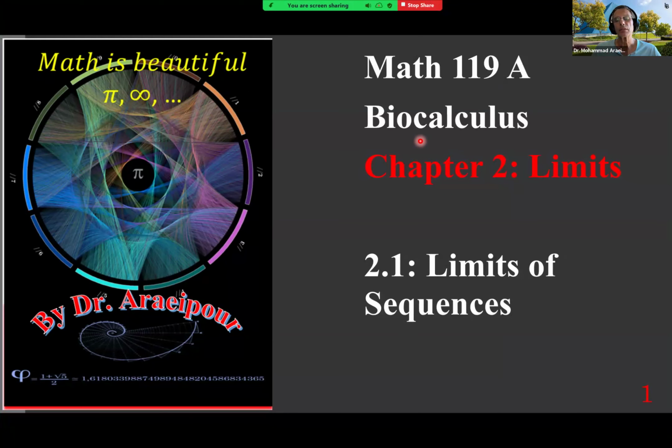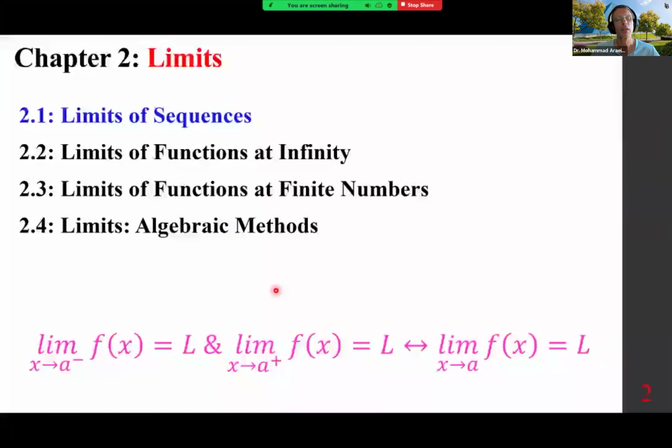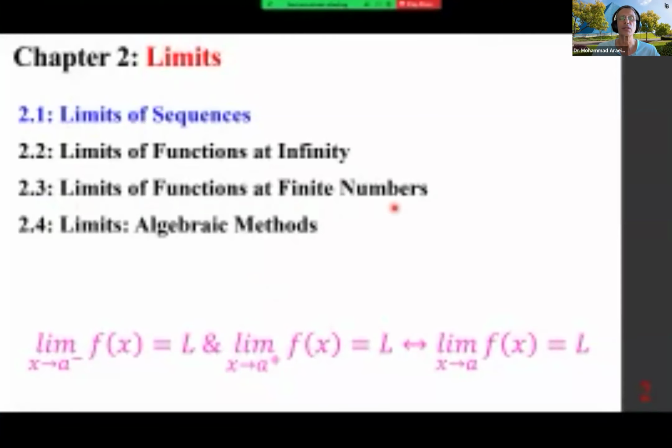Chapter 2, Limits, Section 2.1, Limits of Sequences. In this chapter, Chapter 2, Limits, we are going to cover 2.1, Limits of Sequences, 2.2, Limits of Functions at infinity, 2.3, Limits of Functions at finite numbers, and finally 2.4, Limits, Algebraic Methods.